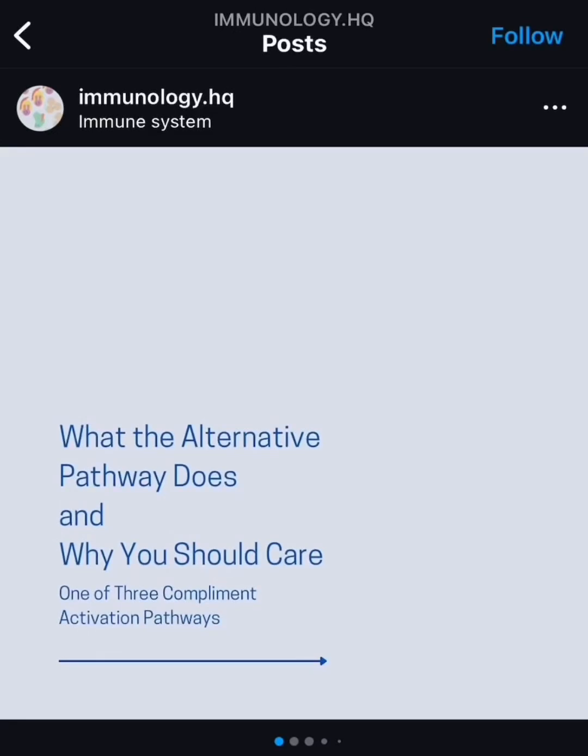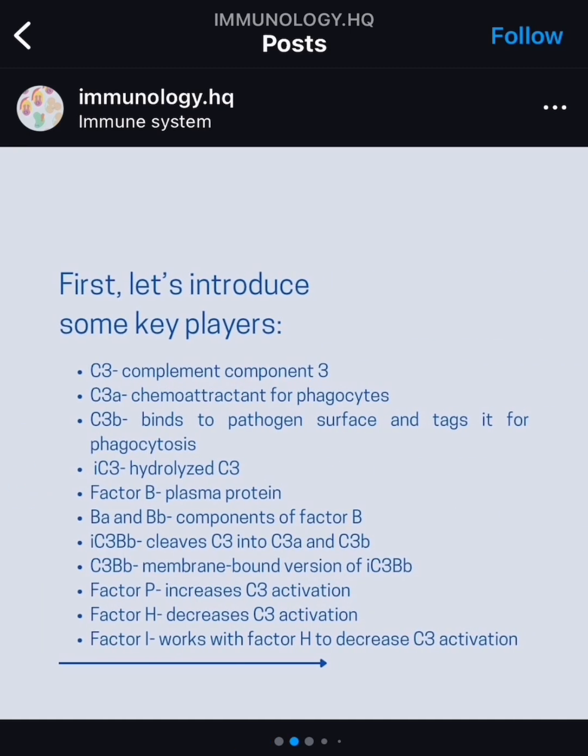What the alternative pathway does and why you should care, one of 3 complement activation pathways. First, let's introduce some key players. C3, the complement component 3. C3a, a chemoattractant for phagocytes. C3b, binds to pathogen surfaces and tags it for phagocytosis.